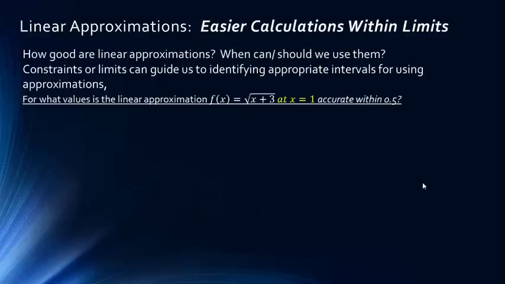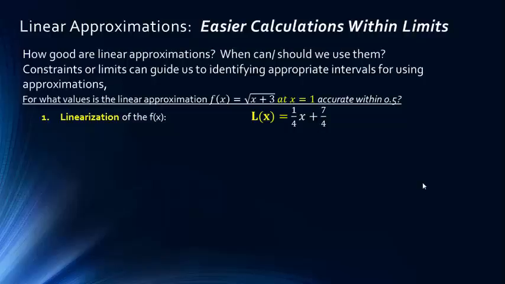And so these approximations can help us figure out what values are valid for keeping, for example, error rates down. Okay. So you can see such a problem here that's underlined. For what values is the linear approximation of f of x equals square root of x plus 3 at x equals 1 accurate within 0.5? Okay, so we've already done this problem.